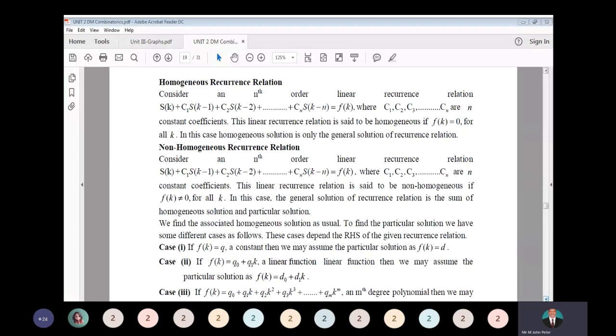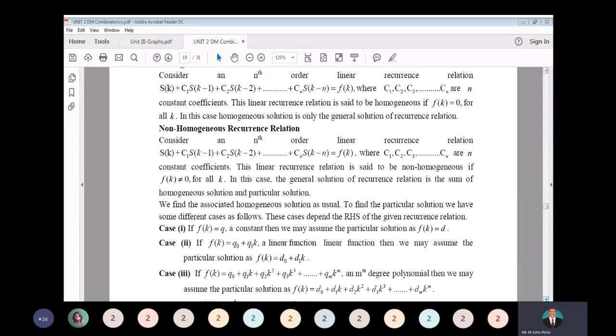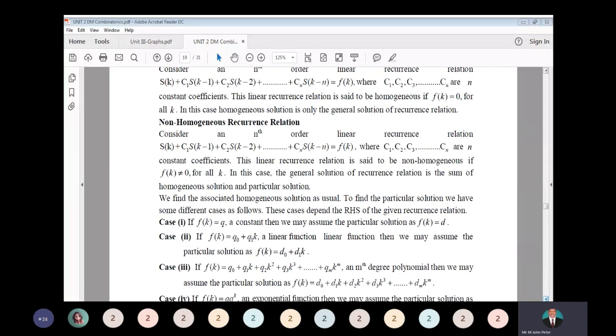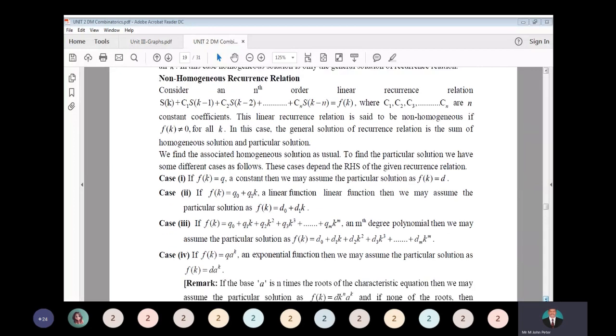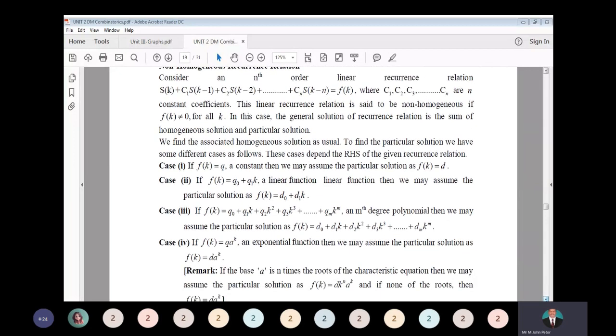So like an ODE, it consists of two parts. The first one is the homogeneous solution, and the second is a particular solution. We find the associated homogeneous solution as usual. To find the particular solution, we have some different cases as follows. These cases depend upon the RHS of the given recurrence relation. So the left hand side gives the homogeneous solution, and based on the right side function, we will get the particular solution.